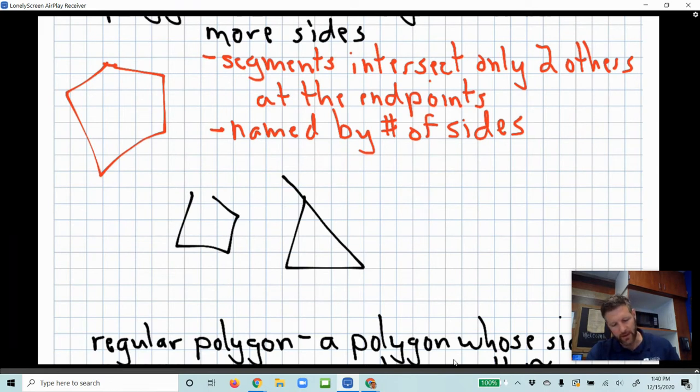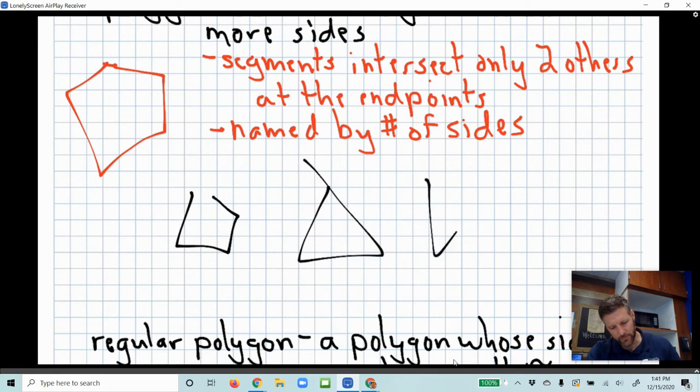And if we do something like this, let me draw that better. If they intersect anywhere other than the endpoint. So if you notice here, this line right here, they're intersecting here, not only at the endpoints. Another way of saying that is they just can't cross each other.